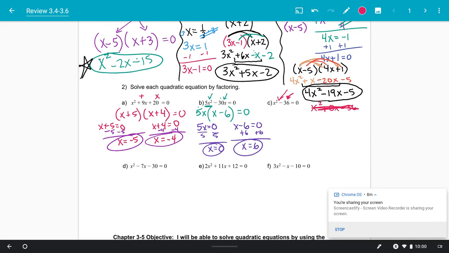You don't need to write this out. This is difference of 2 squares. So this is x plus 6, x minus 6. This is a difference of 2 squares. So if you set those both equal to 0, you end up with 6 and -6.